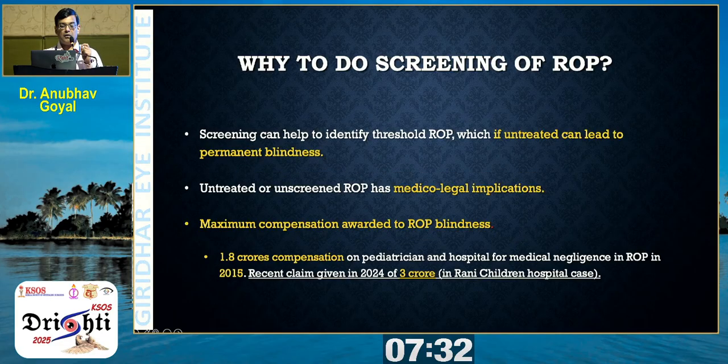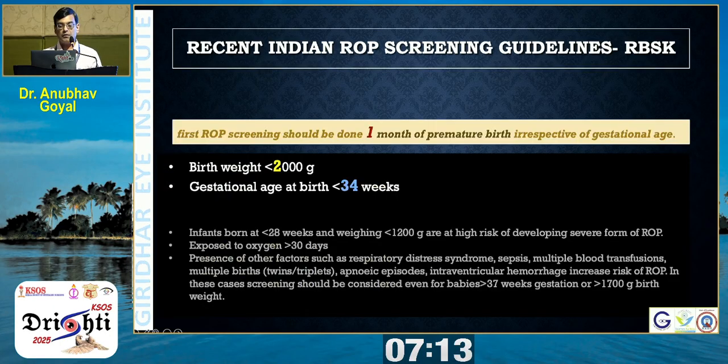Screening can prevent this disease from making the eyes blind, and it has a lot of medico-legal implications. As you can see, a lot of compensation has been awarded by courts of law for failing to screen or missing ROP, which can be up to 3 crores in India, which has already happened.